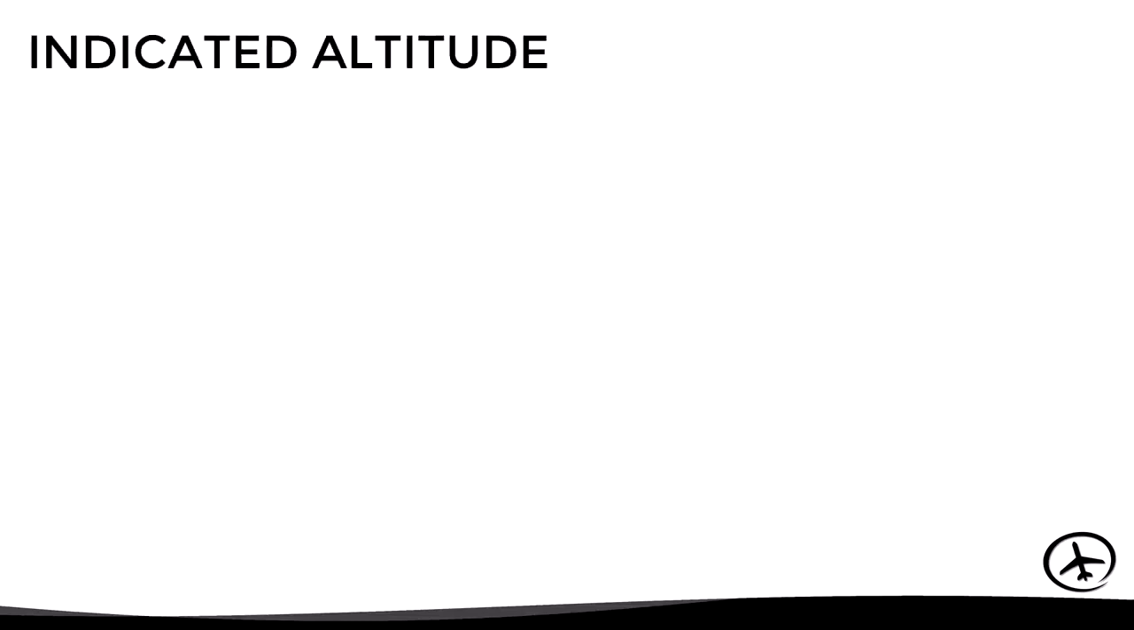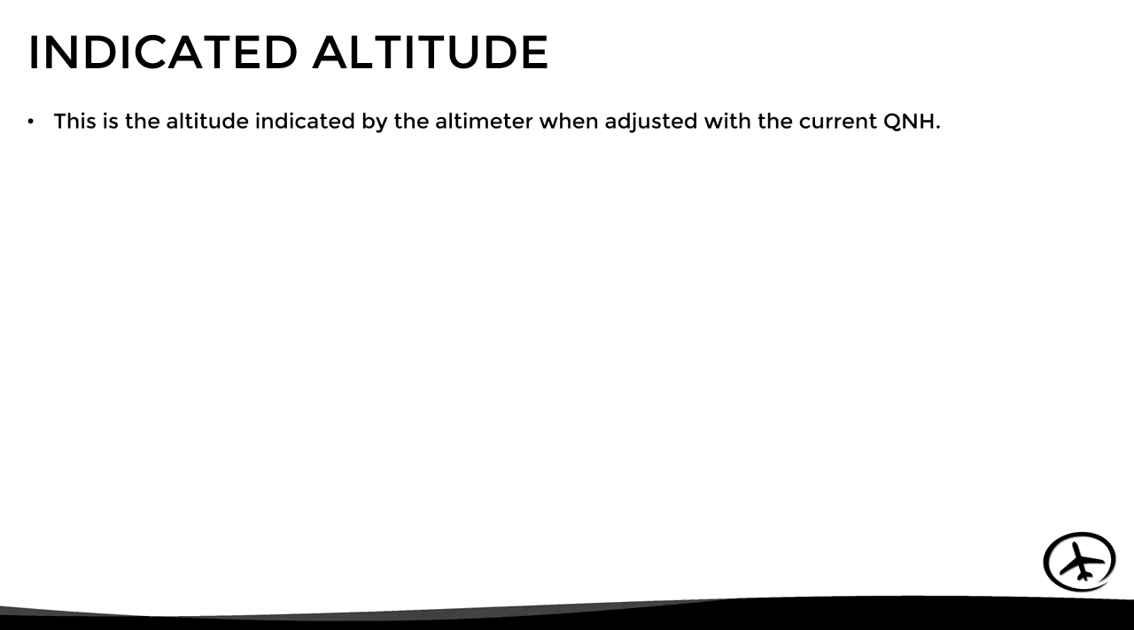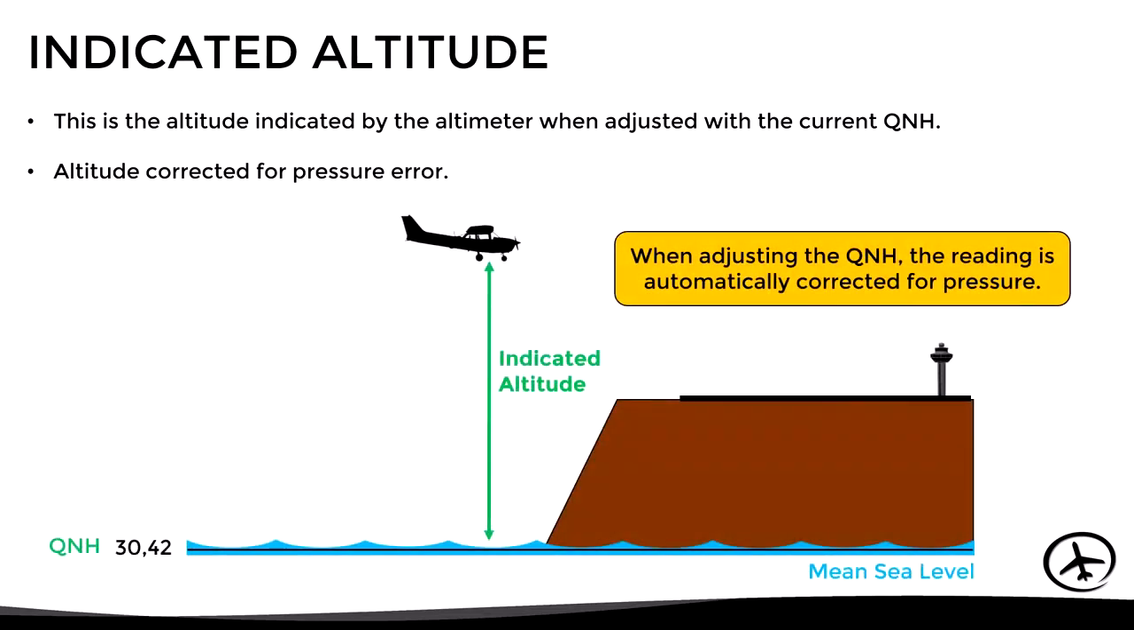So, let's begin with the indicated altitude. This is defined as the altitude indicated by an altimeter when adjusted with the current QNH. We can also say that this is the altitude corrected for pressure error. In other words, when the current QNH is adjusted, the reading is automatically corrected for pressure, thus obtaining the indicated altitude. This pressure correction is necessary since the pressure at sea level is not always the same, meaning that we need to change the barometric reference in order to obtain the correct altitude indication.